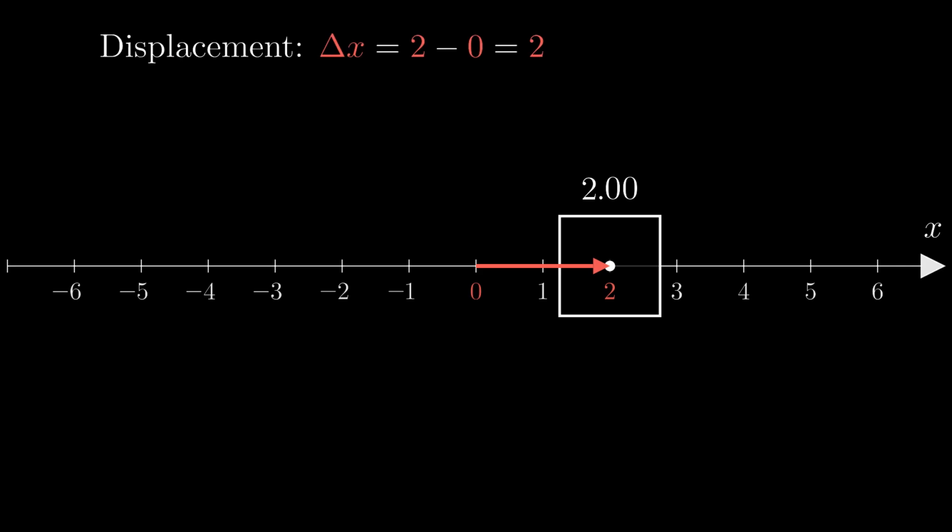Now what happens if I take this object and I move it to the right? Well, we could say that it's moved some number of units to the right, but to be more precise, we can measure its final x position and its original x position and subtract the two. Doing so gives us the object's displacement, which is basically how much it's moved in a certain direction.